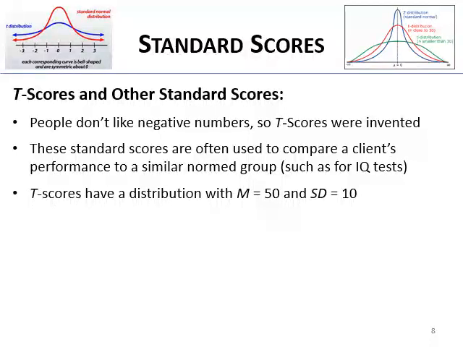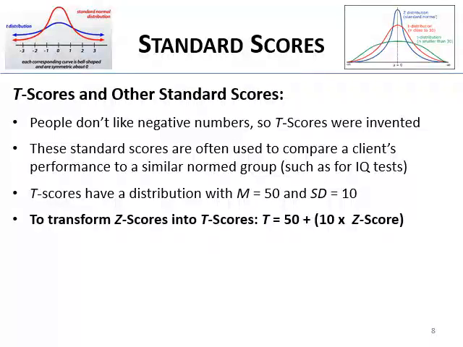So they have a distribution, usually anyway, of 50 and a standard deviation of 10. So they've shifted everything up by 50, right? Instead of a mean of 0, it's a mean of 50. Instead of a standard deviation of 1, it's a standard deviation of 10. So to transform z-scores into t-scores, which you do on the homework, here's a little formula for doing that. To get a t, you start in the parens, you take their z-score and you multiply it by 10, right? And then you add 50 to it. That is the mean.